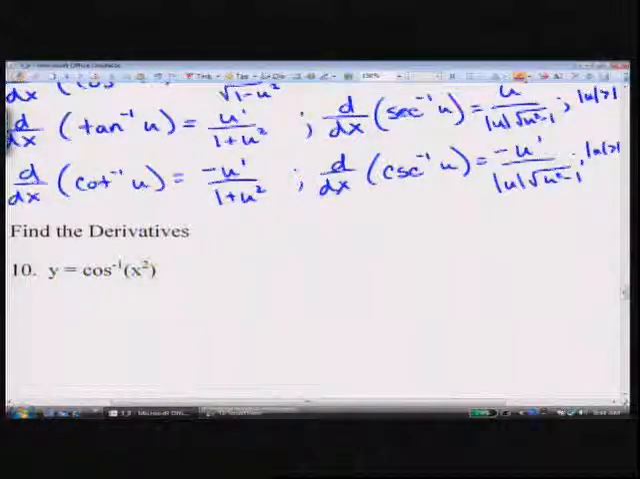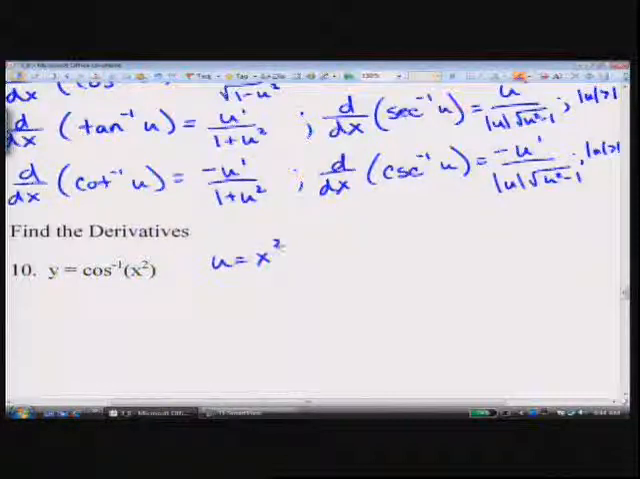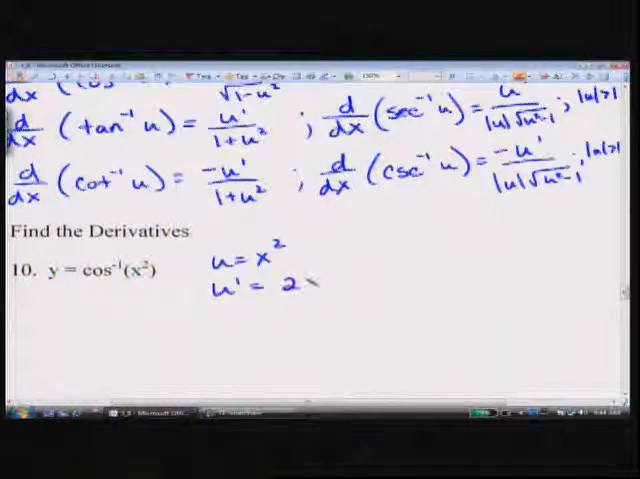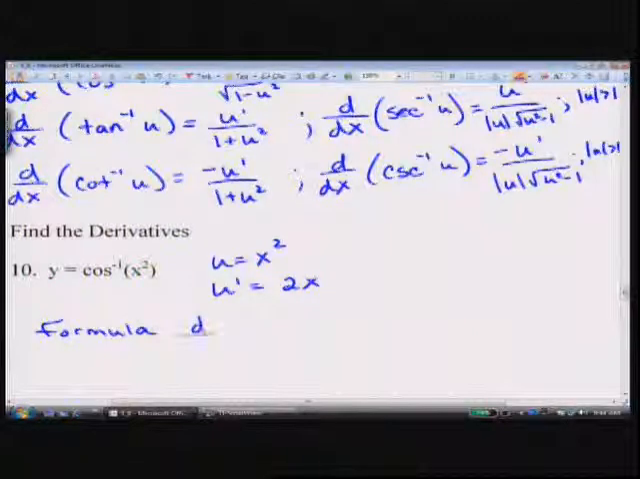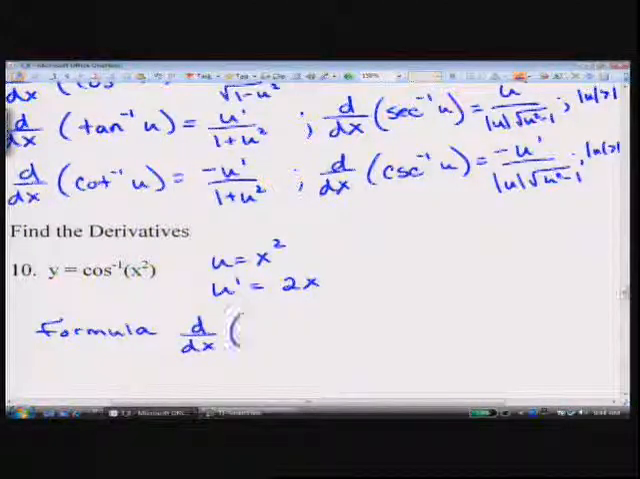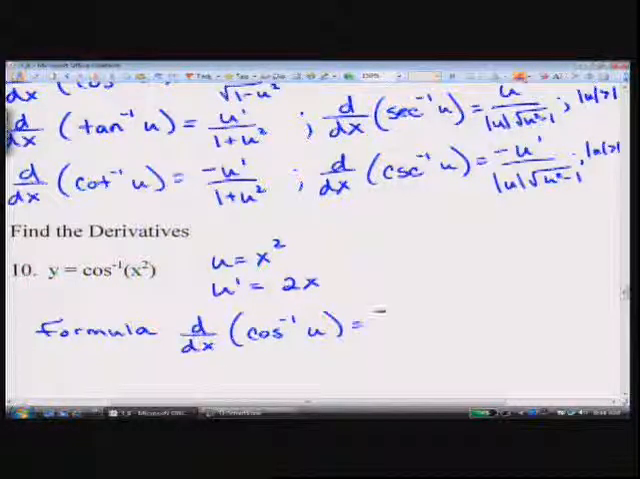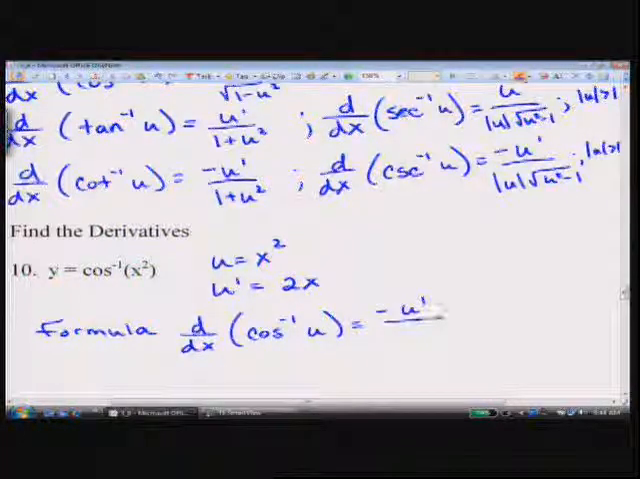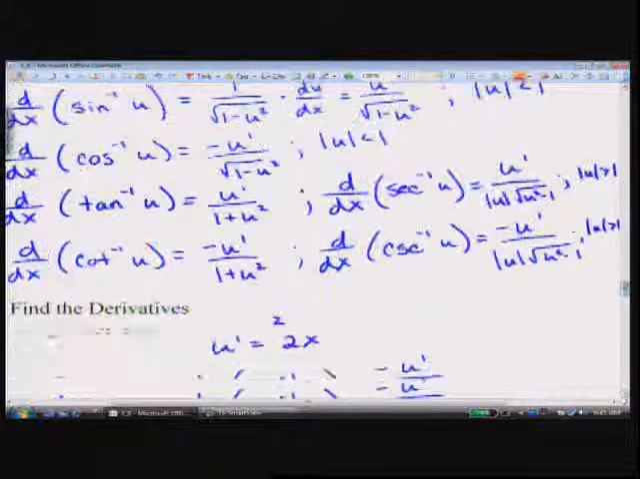In this problem, my u is, do y'all agree, x squared? So my u prime is 2x, right? The formula for the derivative with respect to x of the inverse cosine of u is negative u prime over the square root of 1 minus u squared. That's what the formula tells you, okay?